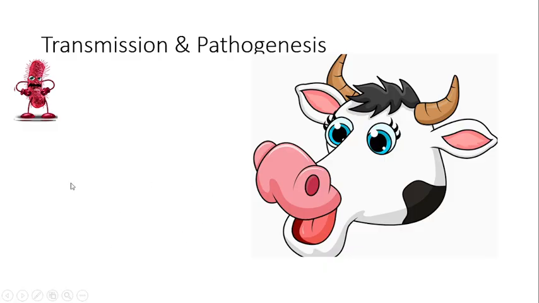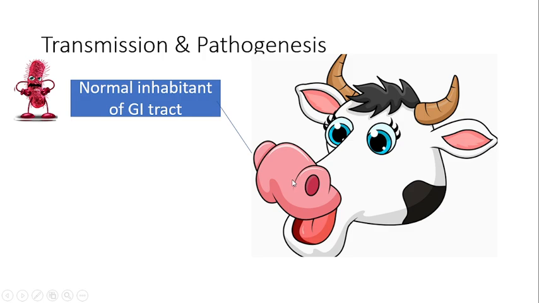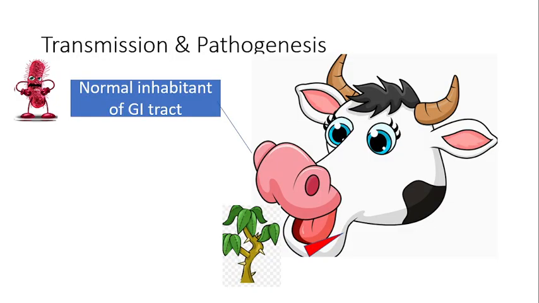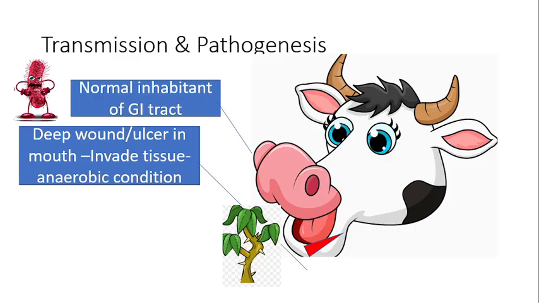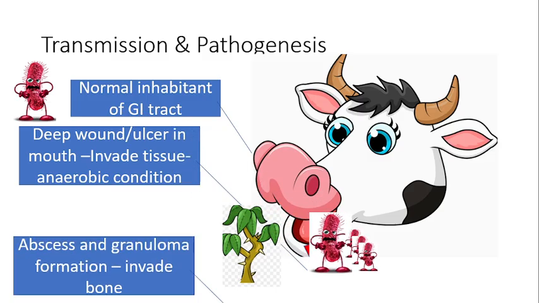This bacteria, as I told, is a normal resident in the GI tract. But when an animal takes feed containing thorns and the like, there is a chance of injury in the mouth, and it causes a deep wound or ulcer in the mouth, and this organism can invade the tissue. There will be an anaerobic condition which will facilitate the proliferation of this bacteria in the wound, and they will cause abscess and granuloma formation, and invade the bone, this mandible.